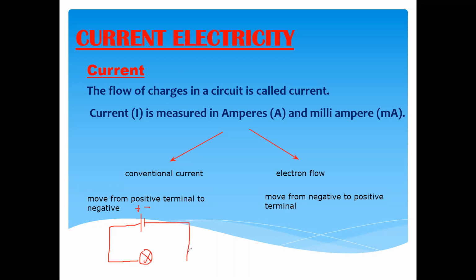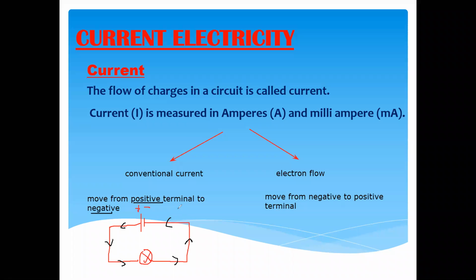So if I say show the direction of conventional current, or draw an arrow to show the direction of conventional current. Conventional current is from the positive terminal to the negative. So from the positive terminal you will start, and you will end in the negative terminal.